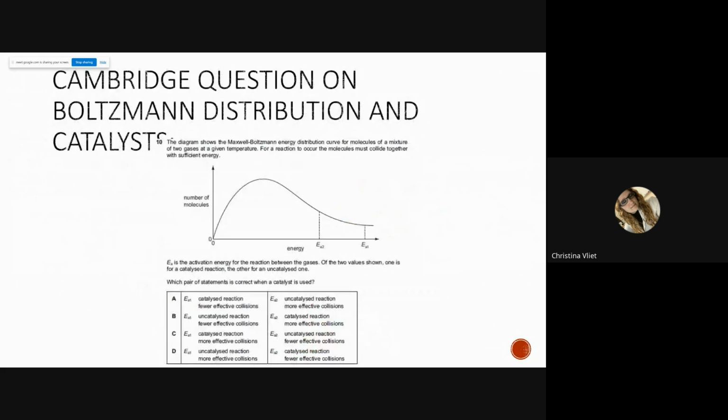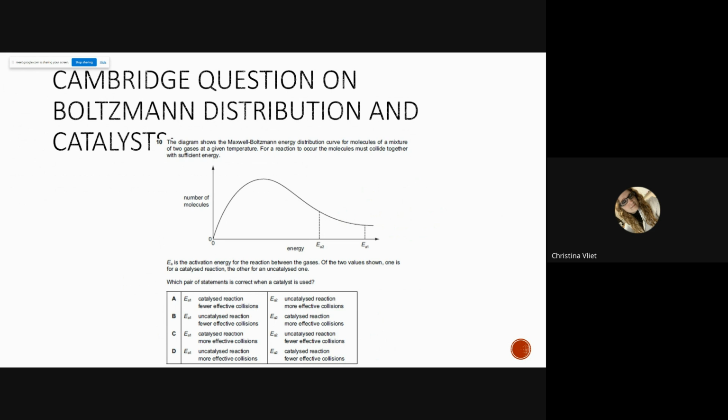So then, I know that I did 4 per slide, so this may be hard to read. So the diagram shows the Boltzmann energy distribution curve for molecules of a mixture of 2 gases. For a reaction to occur, the molecules must collide together with sufficient energy. EA is the activation energy for the reaction to gases with the 2 values shown. One is for the catalyzed reaction, one is for the uncatalyzed reaction. Which pair of statements is correct?